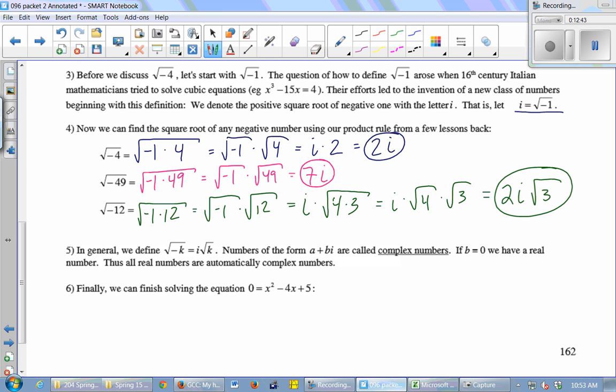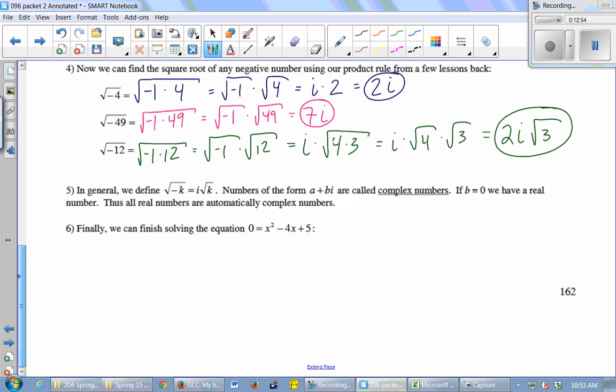Okay, I told you, there's a number that you can square and get a negative. We just made it up, just like we just made up negatives. So in general, if you want to take the square root of a negative number, the square root of -k, you can always simplify that as i times the square root of the positive k. Whenever you have a negative under a radical, you can pull it out and turn it into an i.